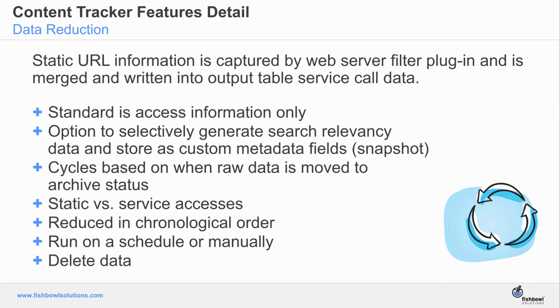But on the other hand, if content is accessed through static URLs or the web location, the web server filter records the events in the static log file. And then it's during that data reduction process that the log files within the date range are moved to the access table. So if data is not reduced for a given date, this data would not be recorded.